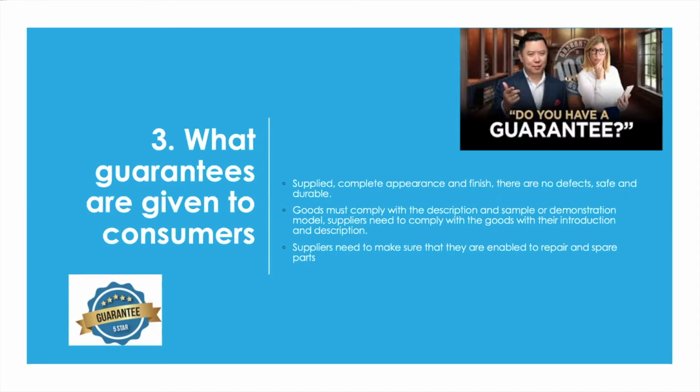Under Section 8, the supplier must meet the consumer's purpose by their skill, which the consumer should be reasonable to rely on. Goods must comply with the description. Suppliers need to comply with the goods with their description. They also need to make sure they can repair goods. As a manufacturer, they need to follow their promises to the consumer.